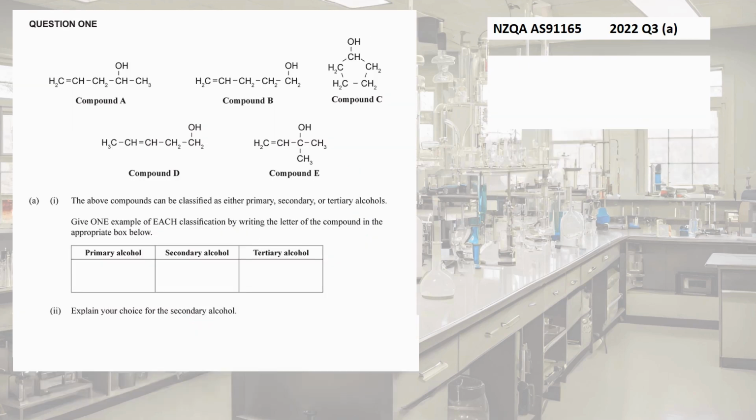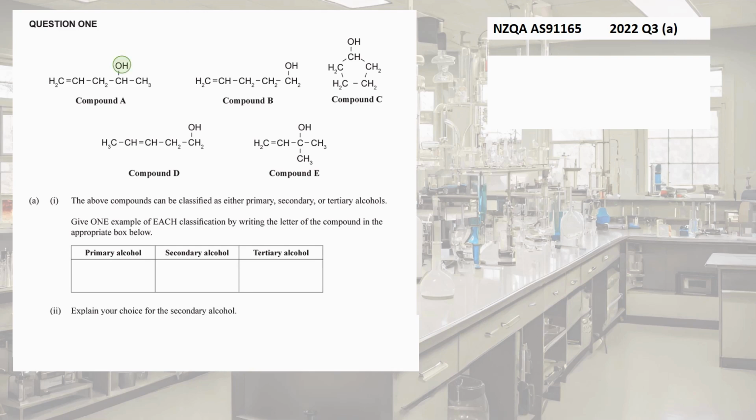Okay, look at 2022. Here they've given us 5 different examples. They're classified either as primary, secondary, or tertiary. Give an example of each classification by writing the letter of the compound in the appropriate box below. So we're going to take each one of these and place them down here, though it says we only need 1 in each. It's fine if you do each one of them. I'm just going to go through and do each one of these compounds.